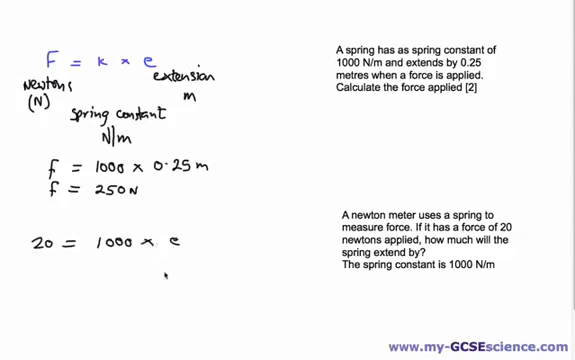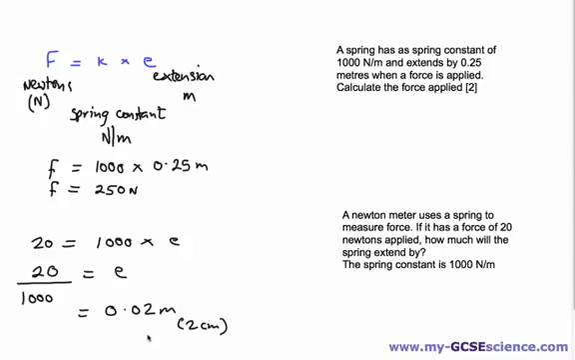We don't know what E is, so we have to rearrange this formula, and if your math skills are really good, you'll realize that this is easily rearranged. 20 over 1000 gives you E, and if we work that out, the extension is 0.02 meters. Okay, so it extends by 0.02 meters. That's about 2 centimeters, and that actually seems about right.